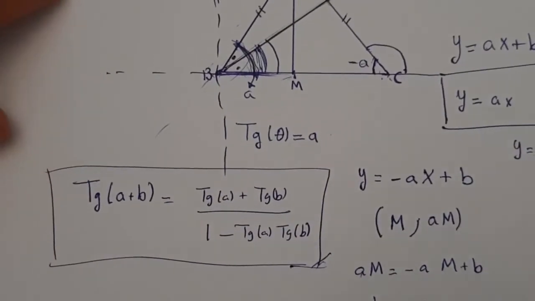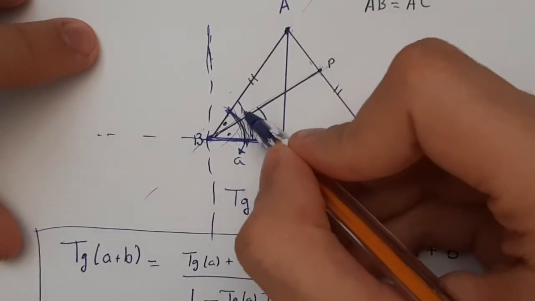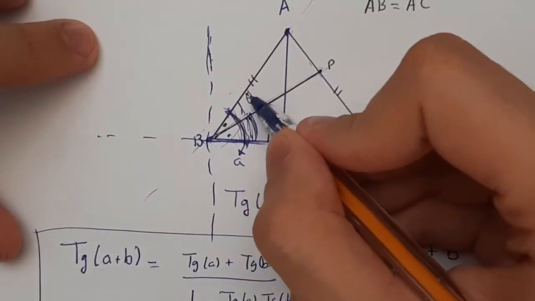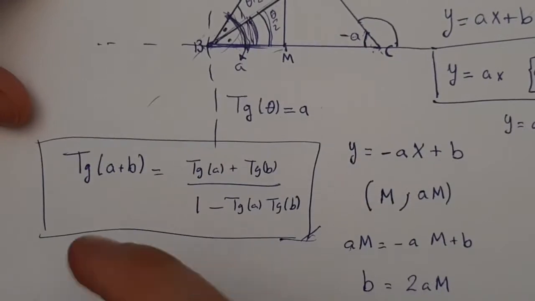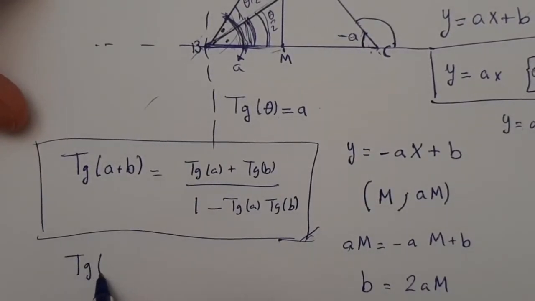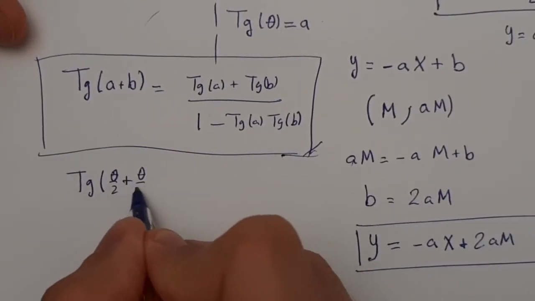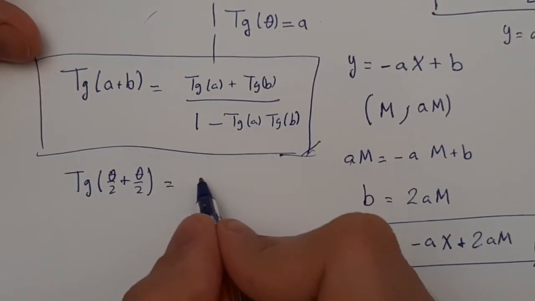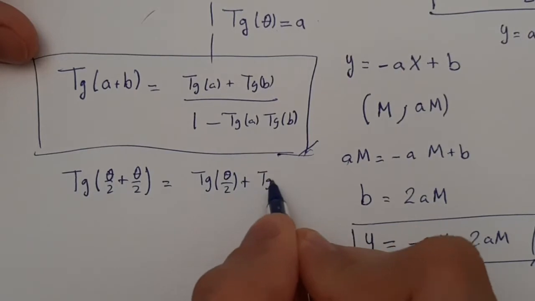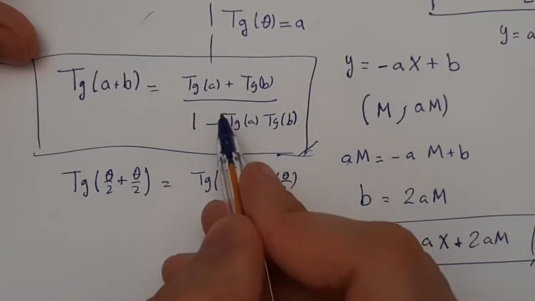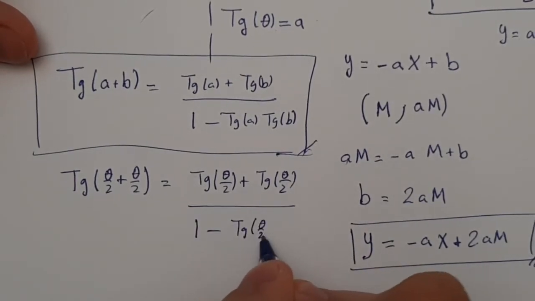Okay? So notice, what am I going to say? I'm going to call this theta, but this is half of it, right? Theta divided by 2, and this part over here is theta divided by 2, right? So the tangent of theta divided by 2 plus theta divided by 2 is equal to what? To the tangent of theta divided by 2 plus the tangent of theta divided by 2. I'm using this formula over here, okay? Right above me. 1 minus the tangent of theta divided by 2.